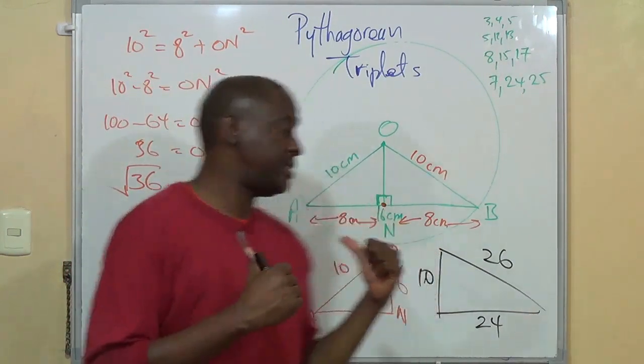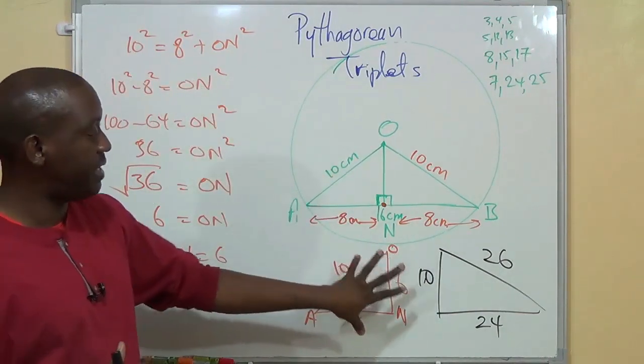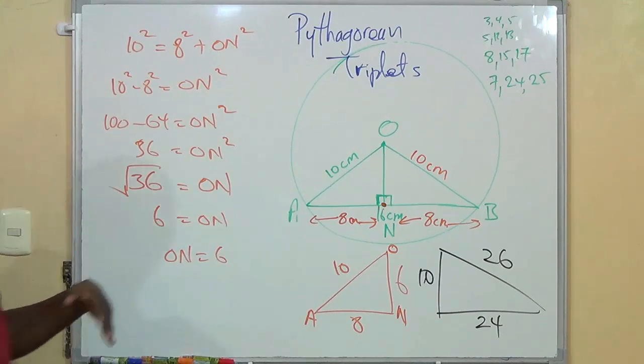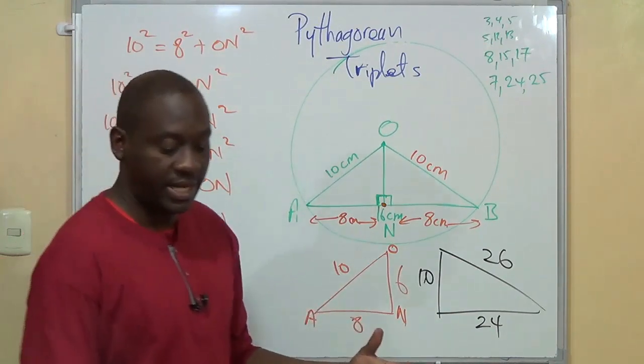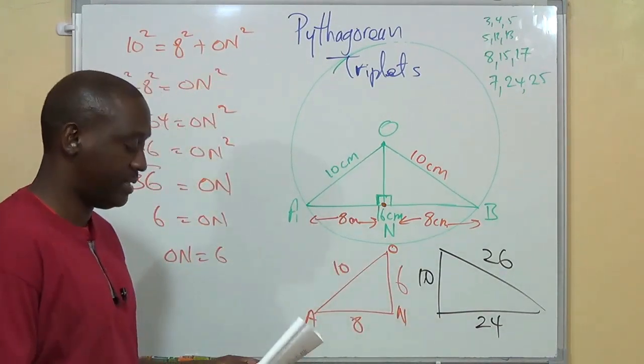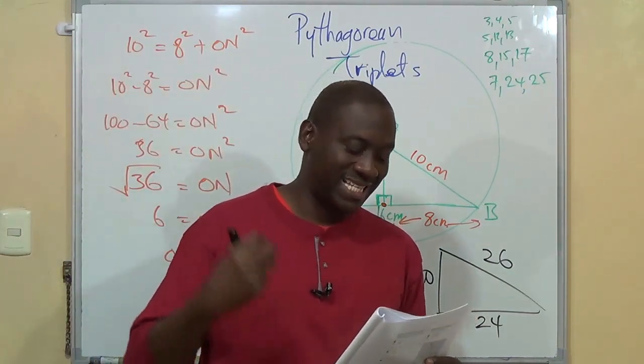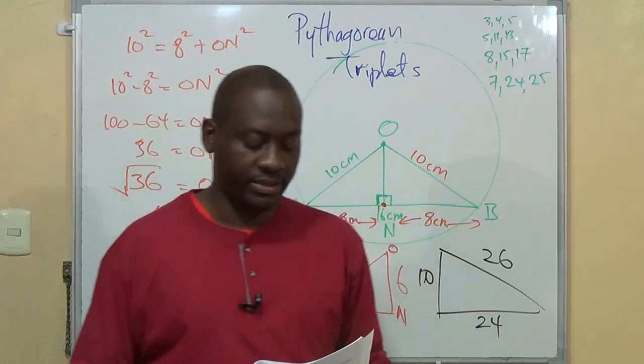You could solve this question either using Pythagorean triplets, which is very fast, or you could do the long method and use Pythagoras theorem. Either method you use, the answer is that ON is equal to 6, which is to say then that the answer for this question is answer B, 6 centimeters.